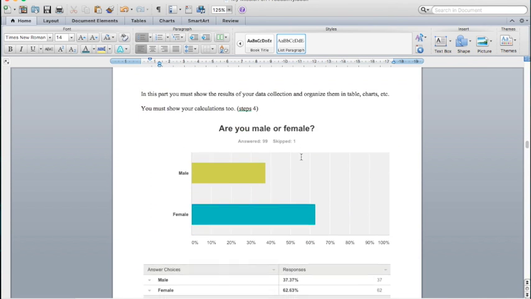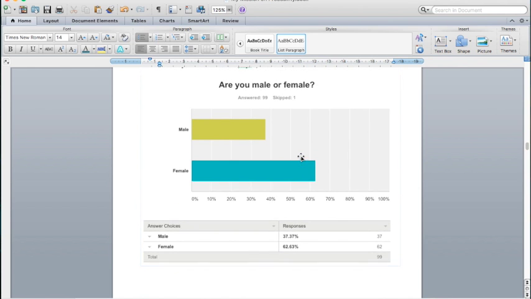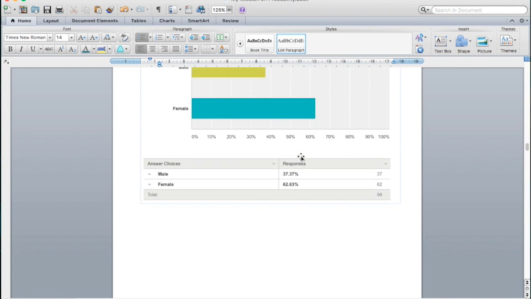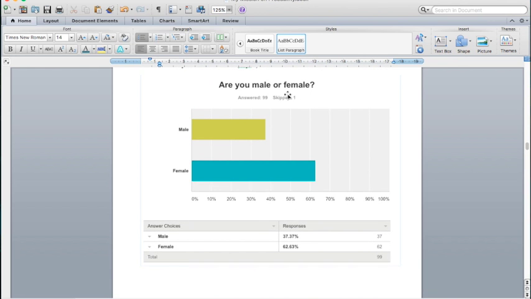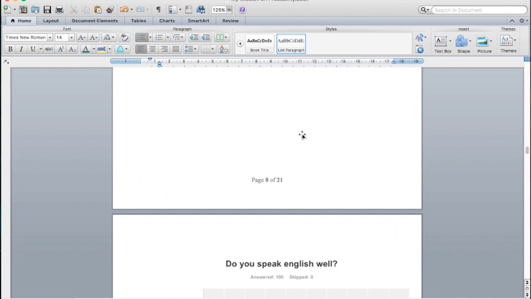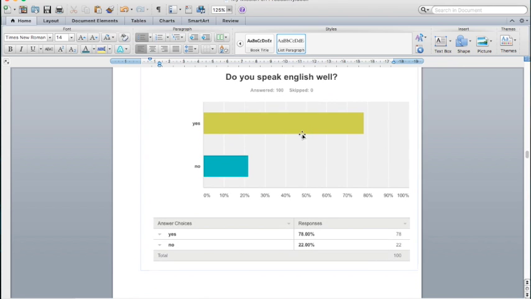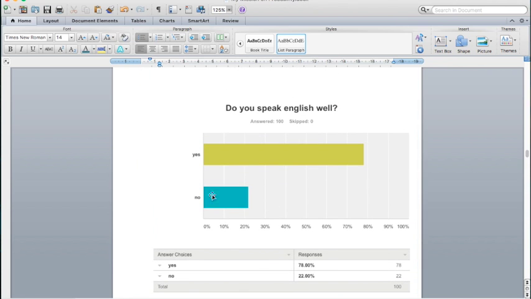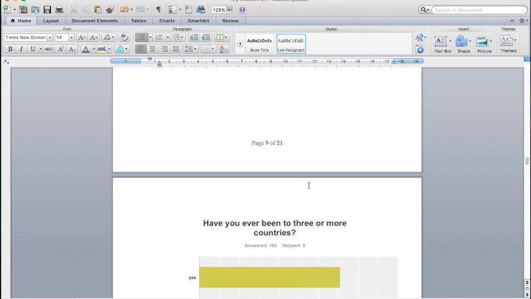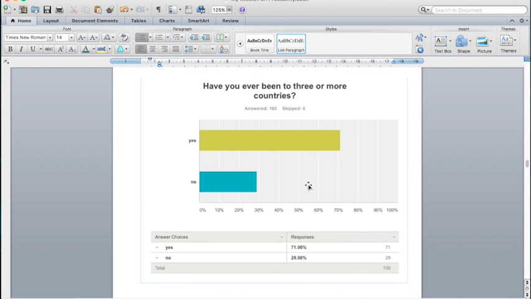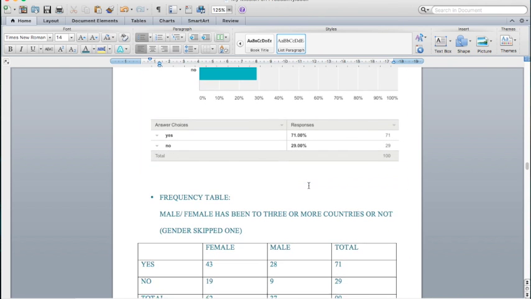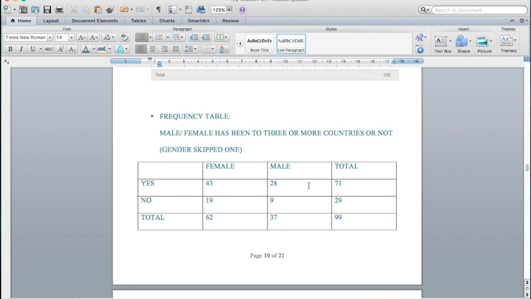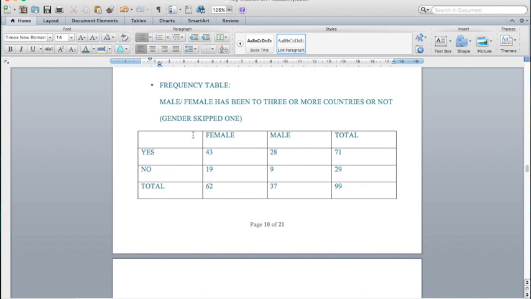So these are the results from are you male or female. I asked 100 people, but for some reason one of them skipped. And do you speak English well? Still 100. No one skipped on this one. And have you ever been to 3 or more countries? And then I summarized them in a frequency table or a two-way table.